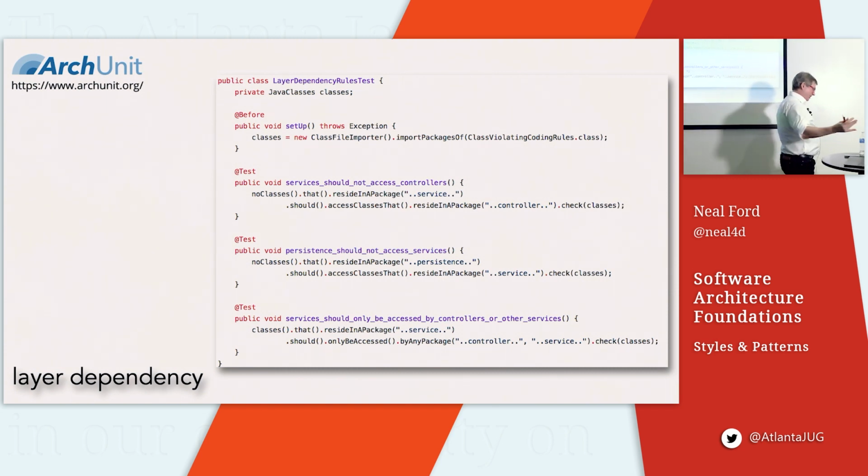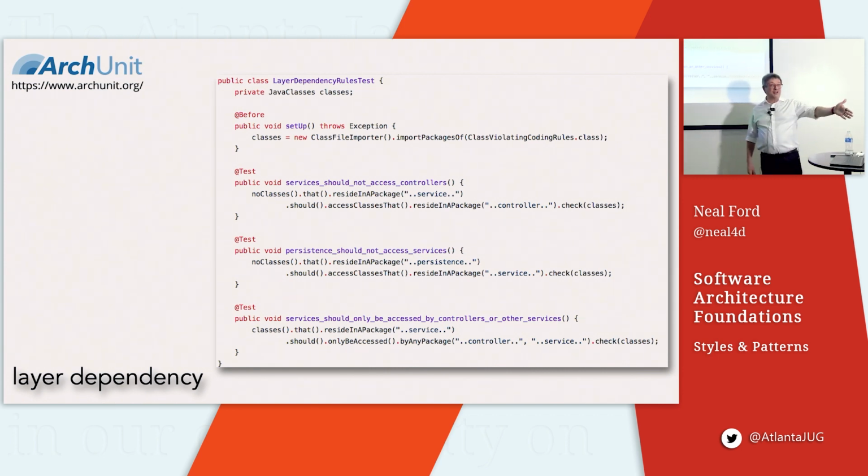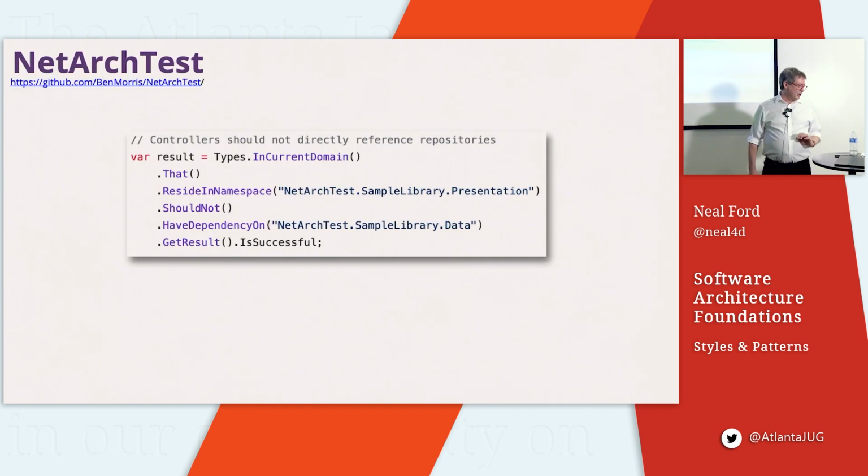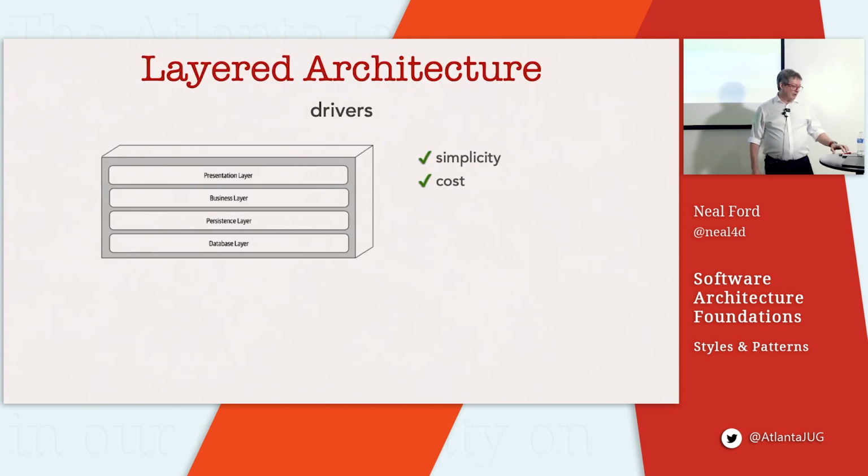This is really the topic of my book, Building Evolutionary Architectures, which just came out in second edition. This is automating architectural governance. And this is the Java version. And there's also a .NET version called NetArchTest, which gives you the same capabilities in the .NET ecosystem. So the drivers for the layered architecture are really simple to understand, really low cost.